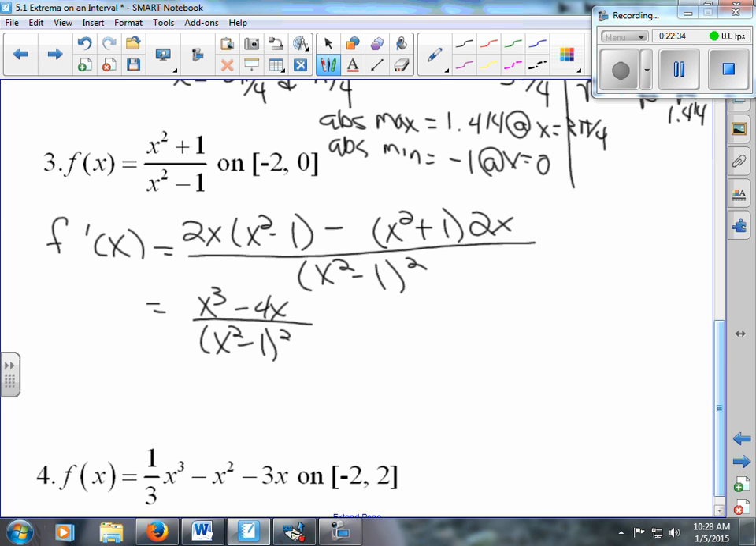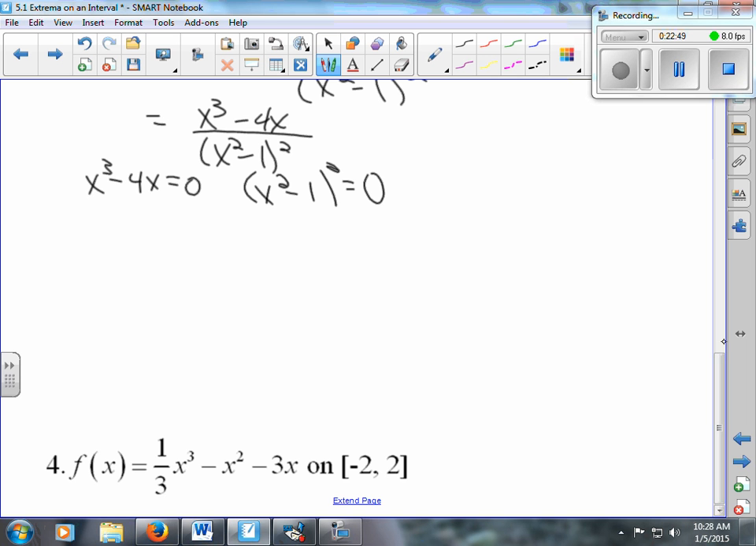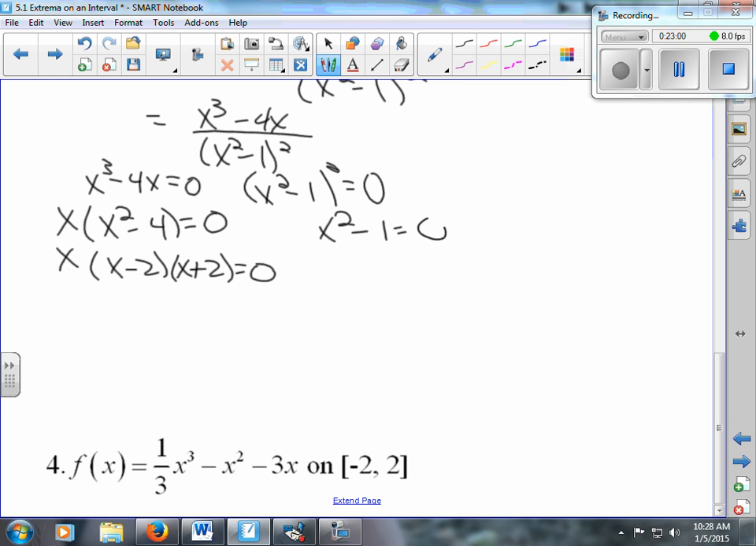Okay, so now when I find critical numbers, I have several things to set equal to 0. First of all, the top. Second of all, the bottom. And so when that happens, this factors. Wow. I get lots of numbers here. So I have -1, 1, 0, 2, and -2, all as critical numbers here.